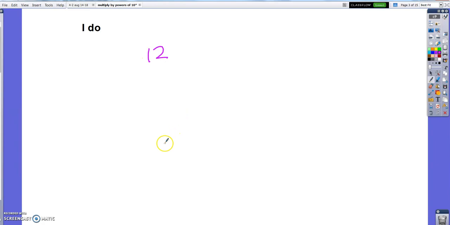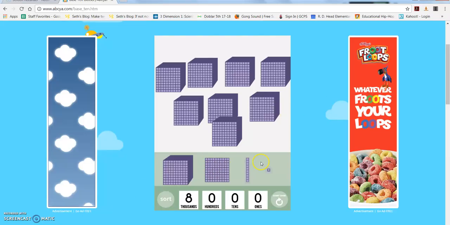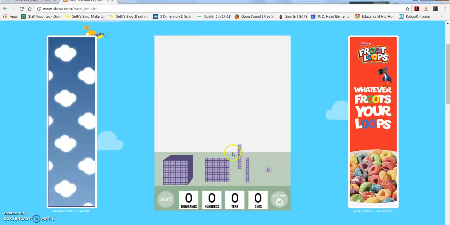If instead of just stopping at 8 tens, I did 12, 1, 2, 3, 4, go faster with this, 5, 6, 7, 8, 9 times 10 is 900.